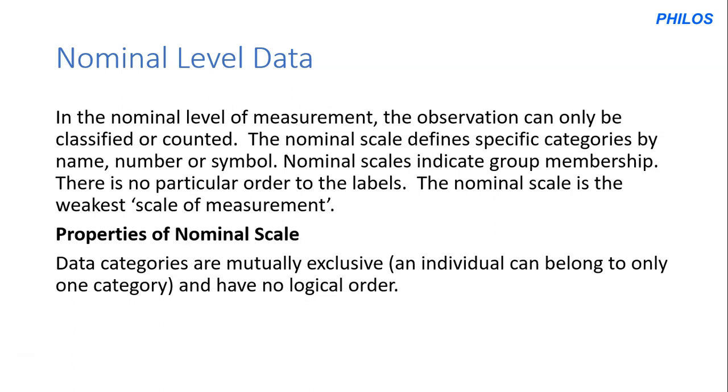You can't be a male and a female at the same time. Gender is mutually exclusive, male or female. You can't be male and female at the same time. That is why it is mutually exclusive. And there is no logical order.